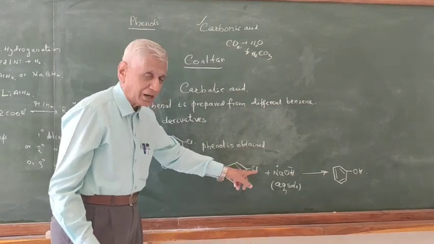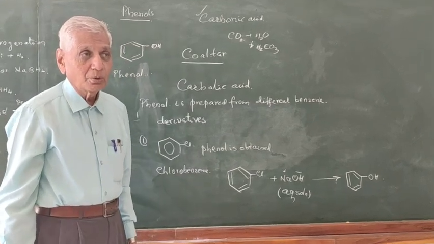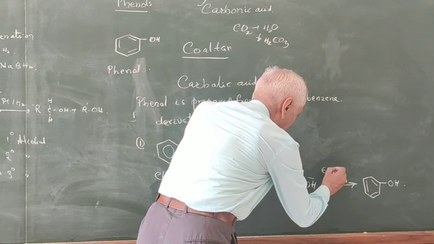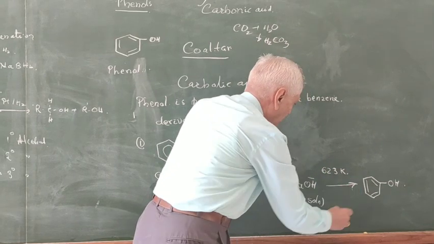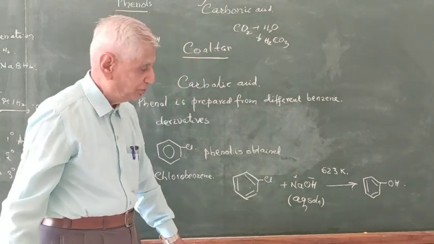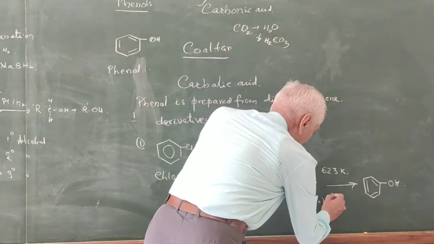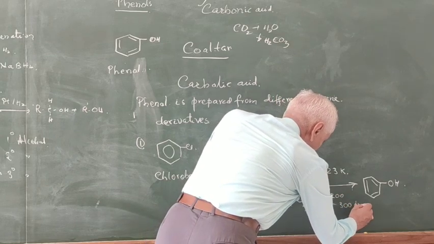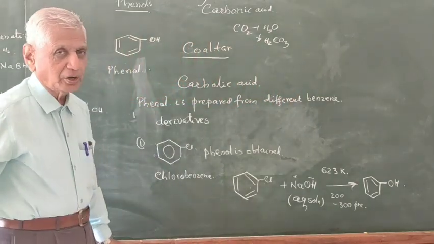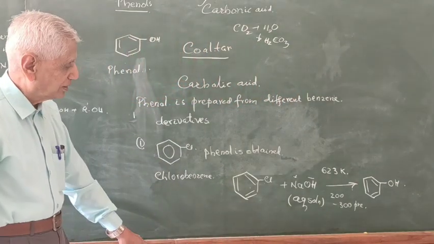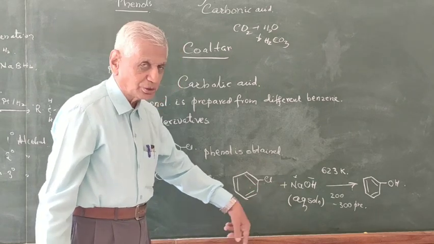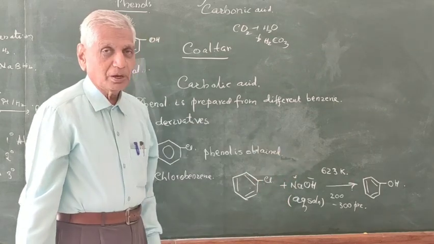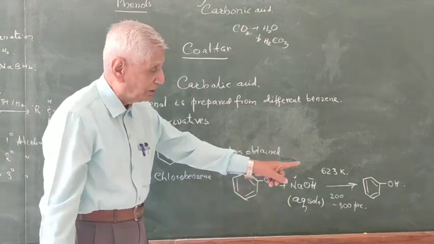Therefore, to remove this Cl you have to apply pressure. You have to heat it at 623 kelvins and at 200 to 300 atmospheric pressure. So when this is treated with NaOH aqueous solution at that particular condition, you will get an OH group here. So chlorobenzene can be converted into phenol.